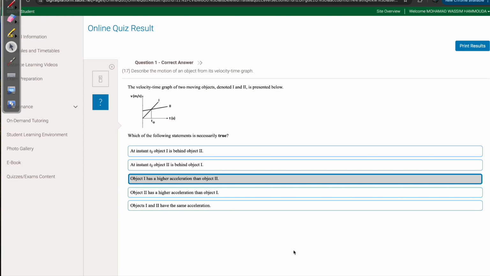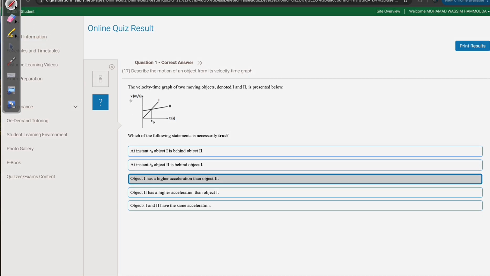Today I'm gonna be solving the 11S non-transition mechanics quiz. Let's go. The velocity time graph of two moving objects denoted I and double I are presented below. Which of the following statements is necessarily true?